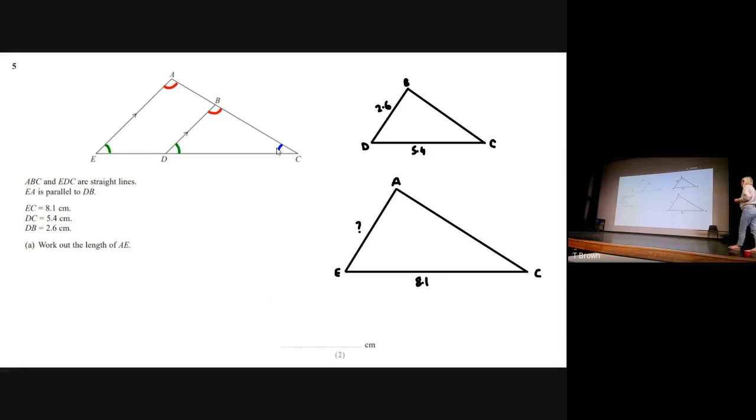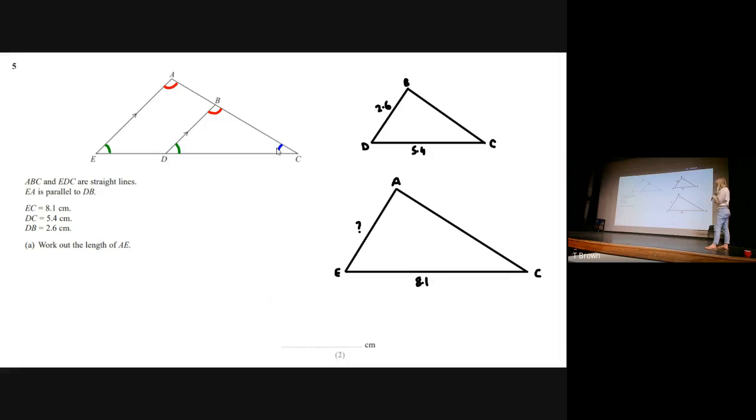So E to C, the whole length of the big bottom triangle, that's 8.1. D to C, that's 5.4. And D to B, which is that bit there, that's 2.6. I personally find that a lot easier to see than to have both of the triangles mixed in together.